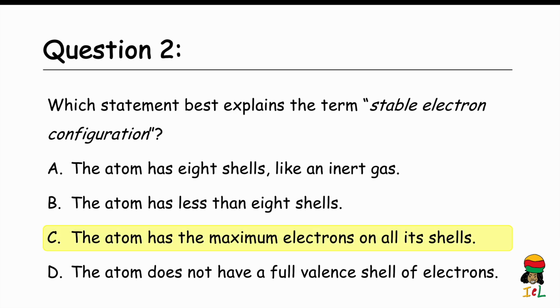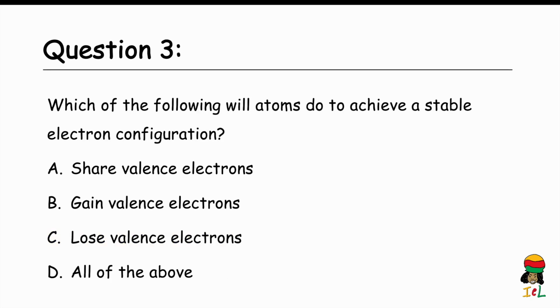The answer is C. A stable electron configuration occurs when the atom has the maximum electrons on all its shells. Question 3. Which of the following will atoms do to achieve a stable electron configuration? A. Share valence electrons. B. Gain valence electrons. C. Lose valence electrons. D. All of the above.